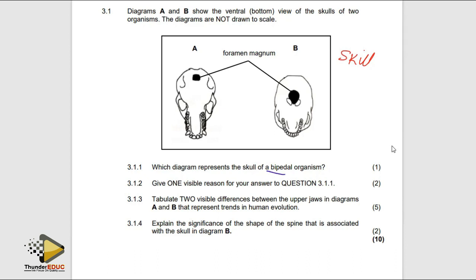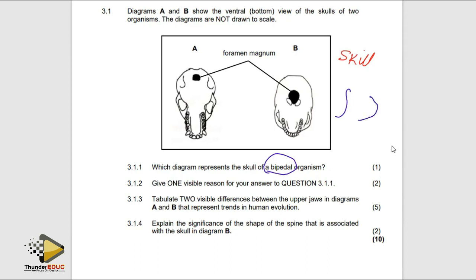Bipedal means that the organism is walking on 2 limbs. There are 3 factors which you can use to identify whether the organism is walking on 2 limbs or not. The first one is the position of the foramen magnum. The second one is the shape of the spine, whether it is S shape or C shape.